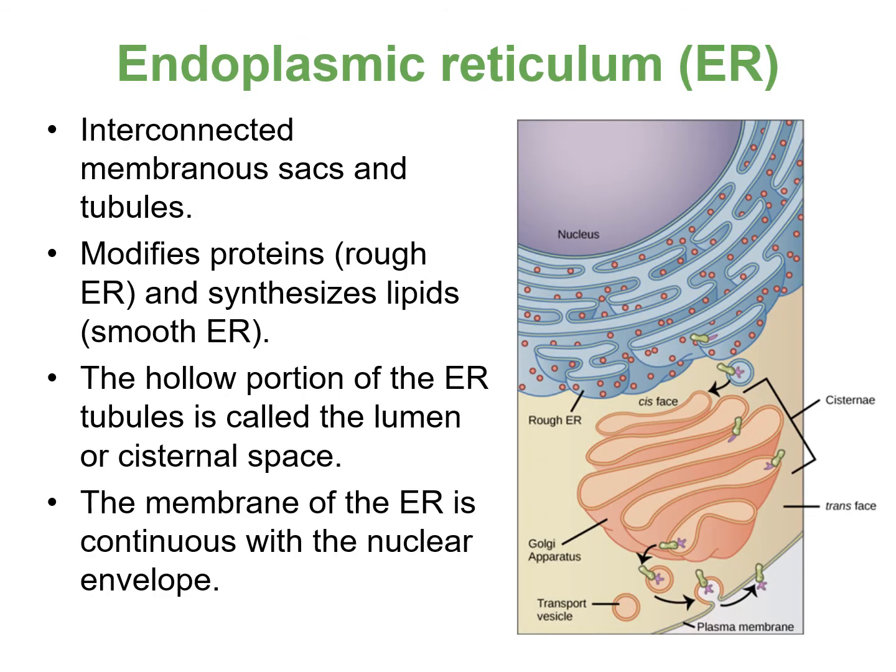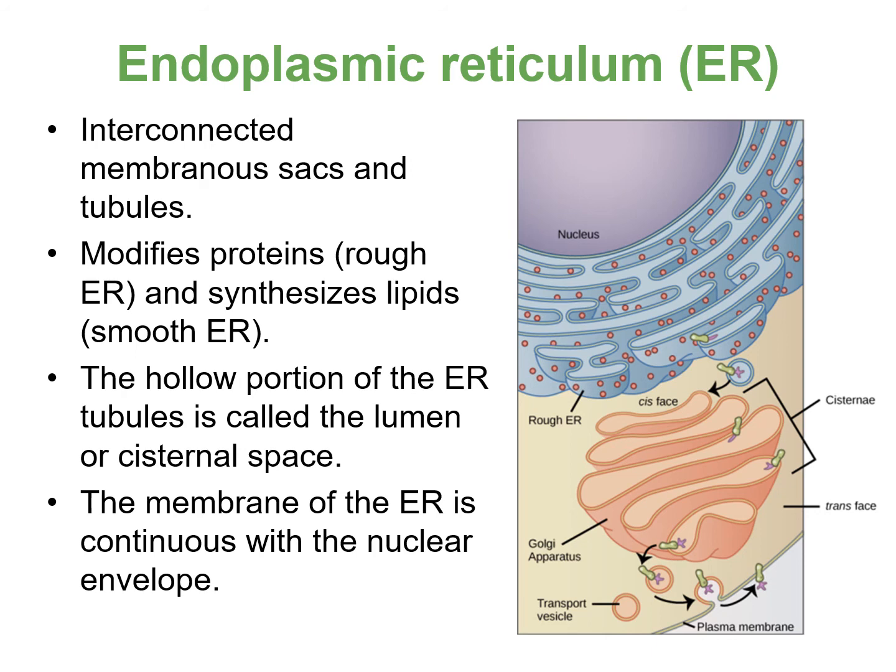The endoplasmic reticulum, or the ER, is a series of interconnected membranous sacs and tubules that collectively modify proteins and synthesize lipids. It's important to remember that these two functions take place in separate areas of the endoplasmic reticulum, the rough ER and the smooth ER. In the rough ER, this is where the ribosomes are going to be found, and this is the area that's going to undergo protein synthesis. And in the smooth ER, there are not going to be ribosomes, so it has a more smooth appearance, and this is the area where lipids are synthesized.